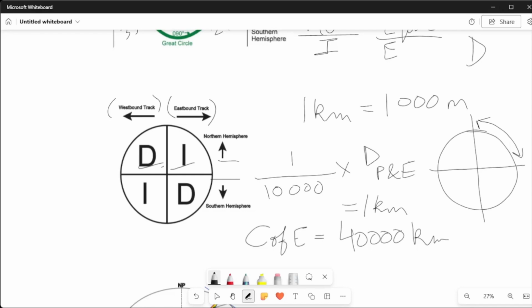Statute mile is 5280 feet. Now we come to a nautical mile. Nautical mile by ICAO definition is 1852 meters, and its standard length is 6080 feet. The derivation of a nautical mile is not very important, but this fact that 1 minute of latitude is 1 nautical mile, and 1 degree of latitude, which is 60 minutes, is 60 nautical miles at the equator only.